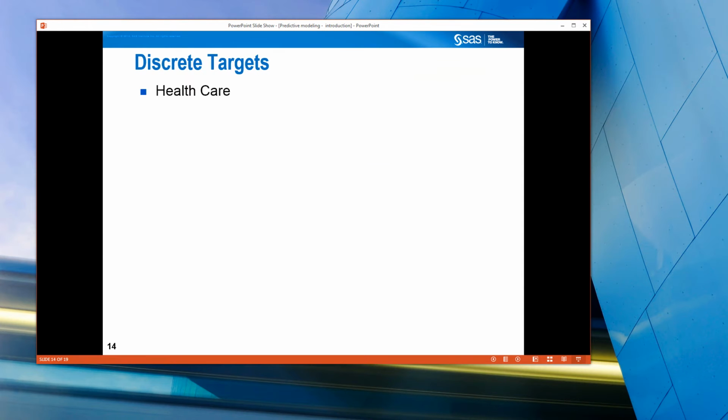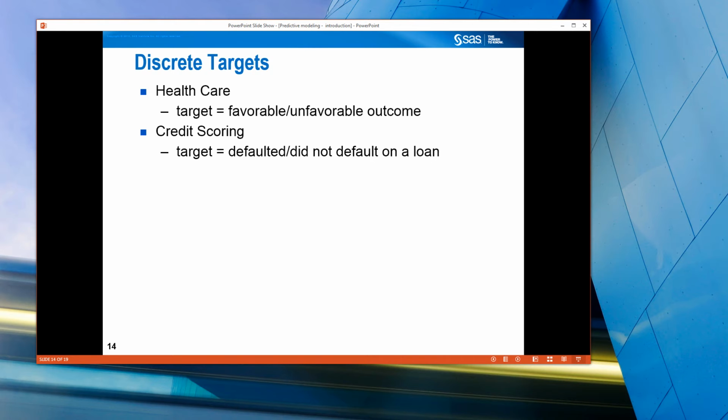And now let's take some examples of discrete targets. If it's a healthcare related discrete target, after diagnosis, you could say the outcome is favorable or unfavorable. Or with credit scoring, you could say whether the customer will default on a loan or will not default on a loan. These are binary outputs.